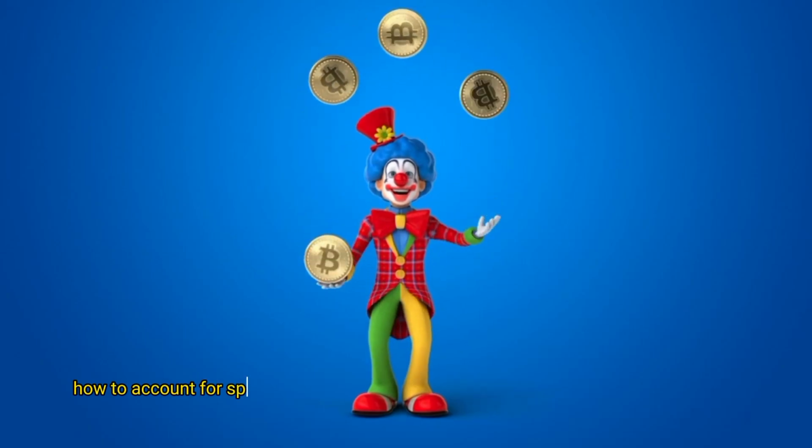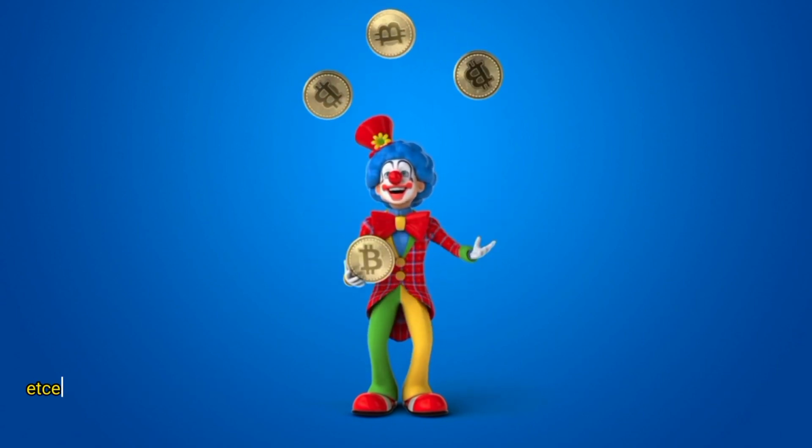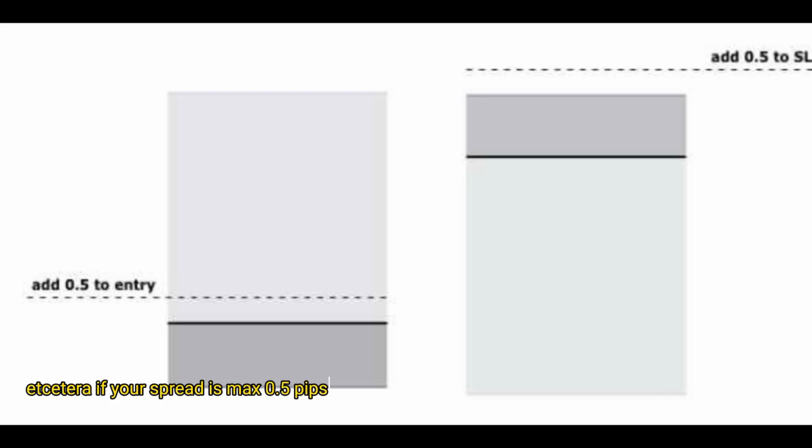How to account for spread, funding challenges, etc. If your spread is max 0.5 pips, you will have to account for spread this way.